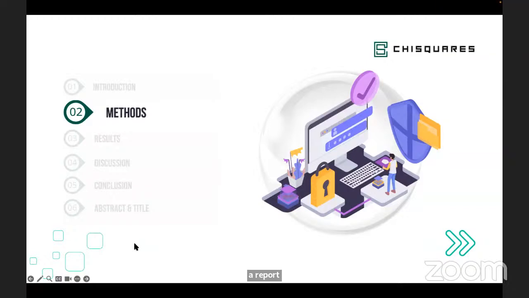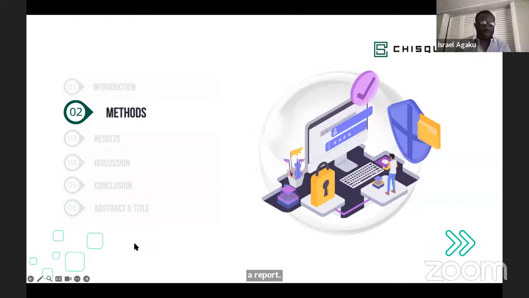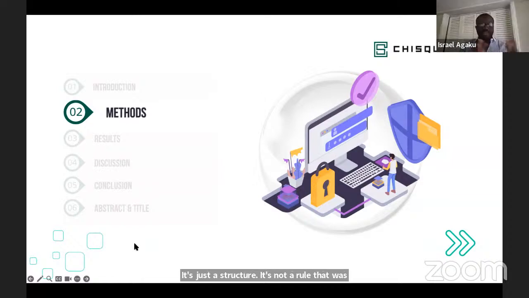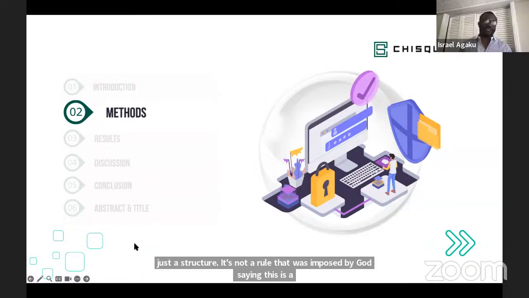So there's no rule on that. There should be no rule on that. And it's up to you. Now, if your institution wants to call it one way, sure, knock yourself out. That's a very trivial issue. The same thing about the IMRAD. It's just a structure. It's not a rule that was imposed by God. It's just a way to provide a framework for people to understand how to write.